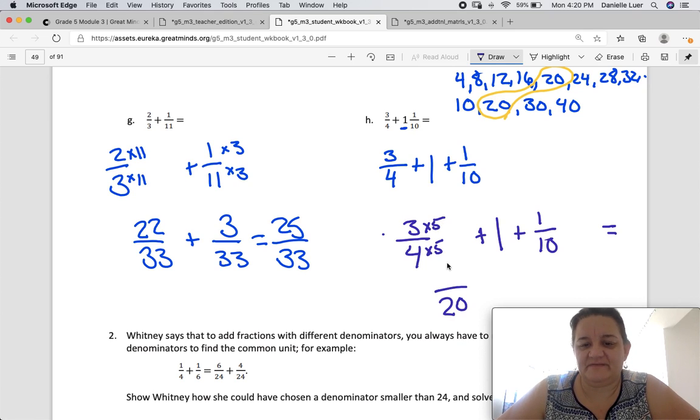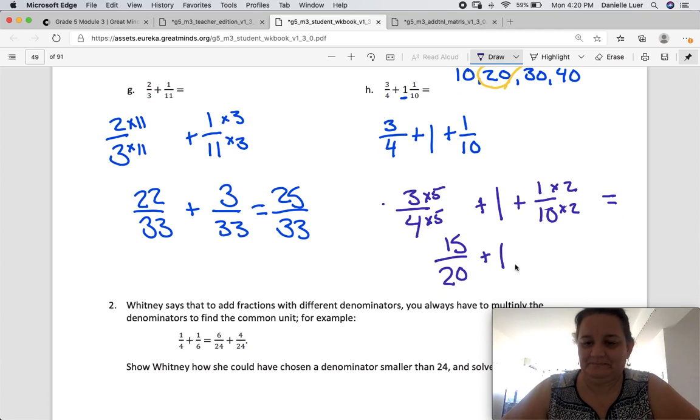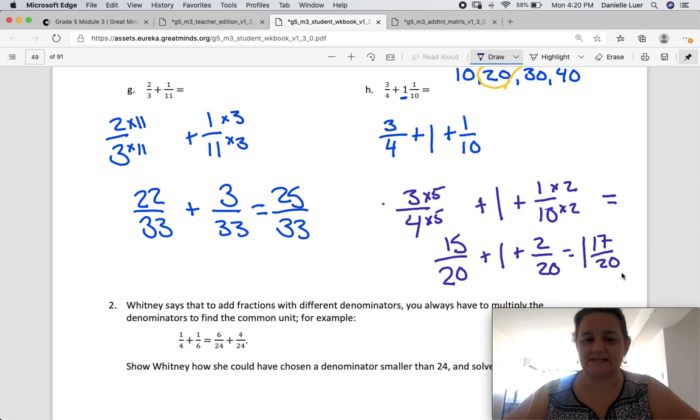That's going to give me 15 over 20, and I'll keep the 1 as a whole number. Now here, to get 20, I would just have to multiply it by 2, and I have 2 over 20. Now I can just move that 1 over here, 1, right? And then 15 20s plus 2 20s equals 17 20s. Okay, cool.